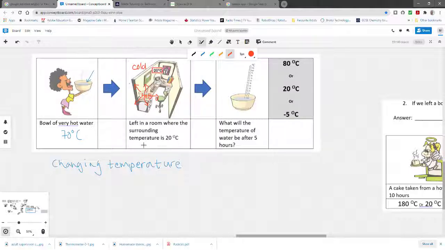So after, let's say, an hour, it will not be 70 degrees anymore. It might be 60 degrees, or it might be 50 degrees. If we leave it for a very long time, for example 5 hours, this temperature will decrease until it reaches the temperature of its surroundings. After 5 hours, the room is 20, the surroundings is 20, which means the bowl of water is going to go to 20 degrees Celsius. So I'm sure you all wrote that.